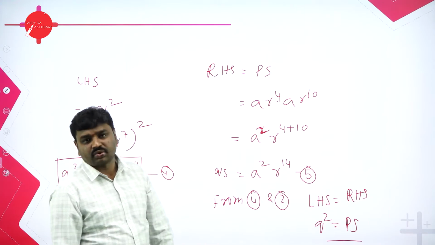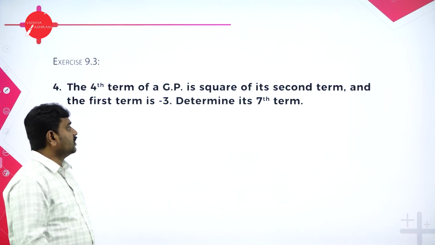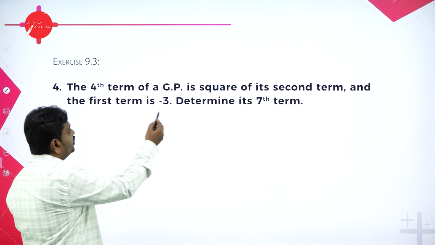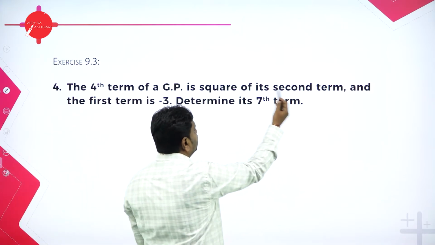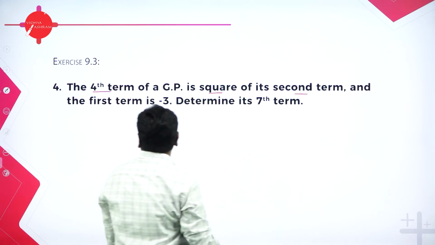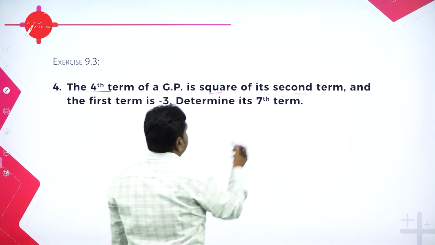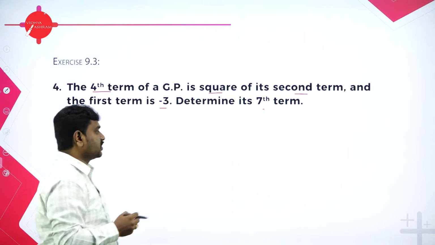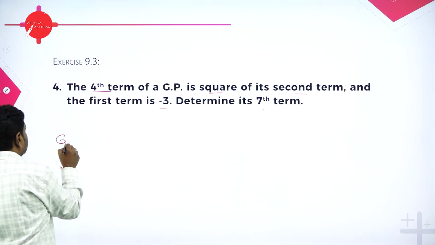We got the value of what? Q square. Q square is PS. Now, the fourth term of a GP is the square of its second term, and the first term is minus 3. Determine the seventh term. So first I'll write what is given.